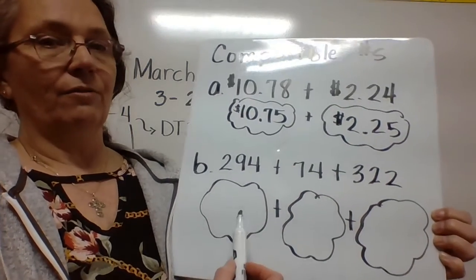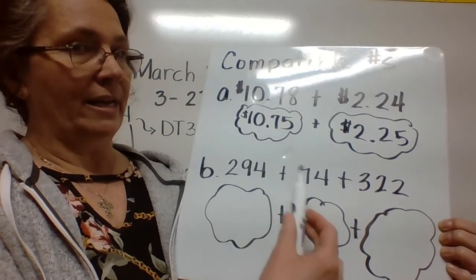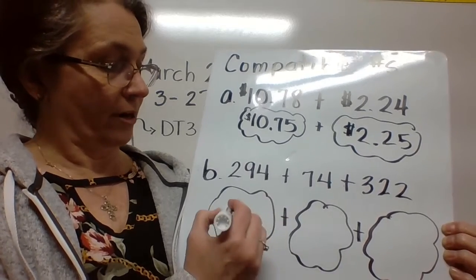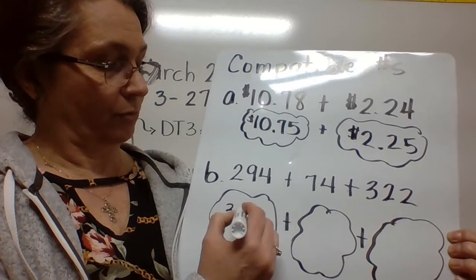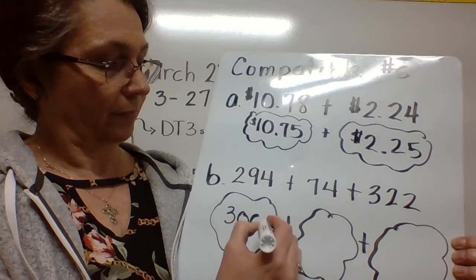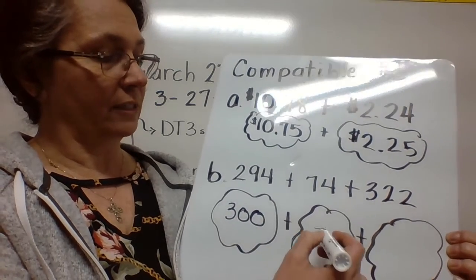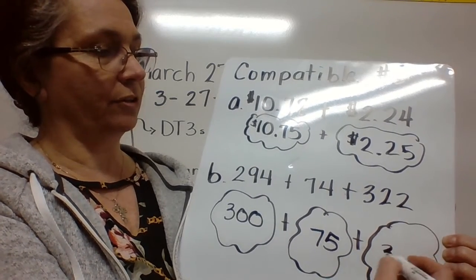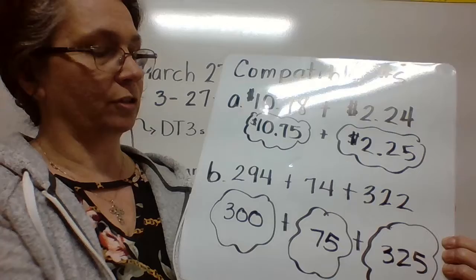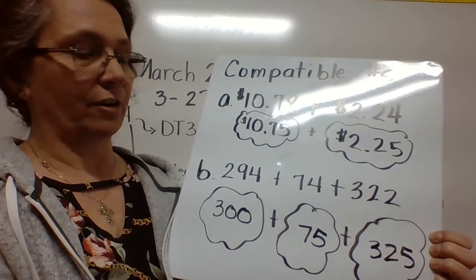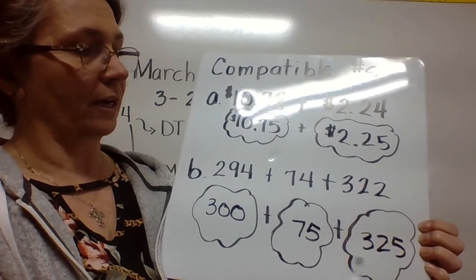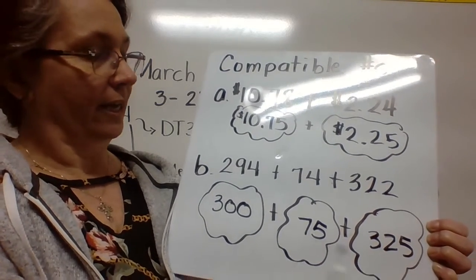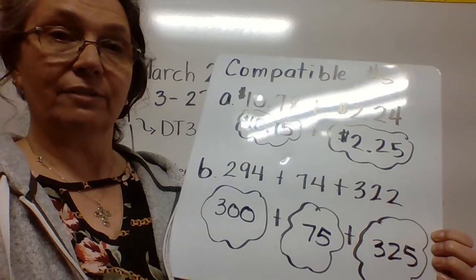In this section where you're adding, this isn't money, but it's the same thought, okay? So instead of 294, the closest number that's easy to work with is 300. For 74, our closest number we could think in our heads is 75. And then here, 325 would be very close to 322. That's going to give us a very close estimate then, okay? 325 plus 75, well, that's easy. That gets you right to 400. Then 400 plus 300, that gives you 700.